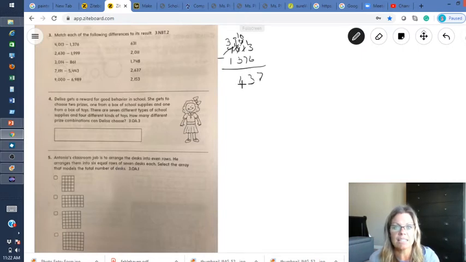9 minus 3 is 6. 3 minus 2 is 1. Is there a 2,637? 2,637. Good job. Okay, let's try the next one. 2630 minus 1,999. Oh, there's going to be lots of regrouping, I can already tell.